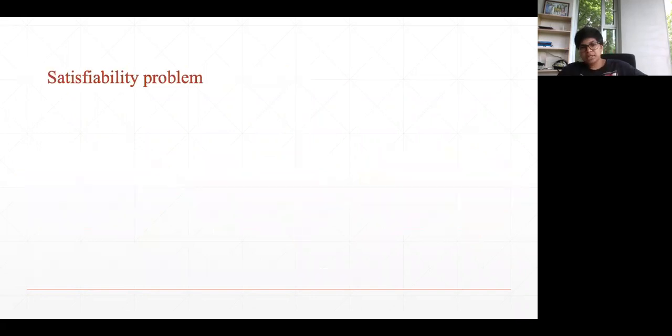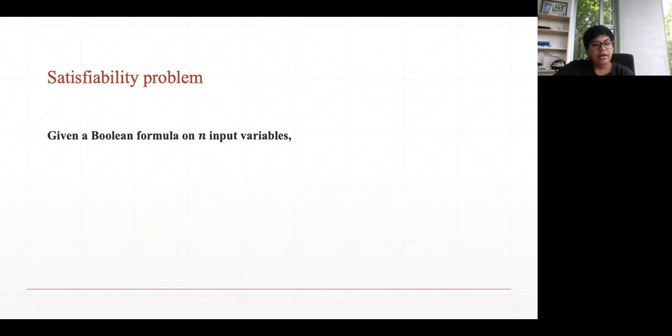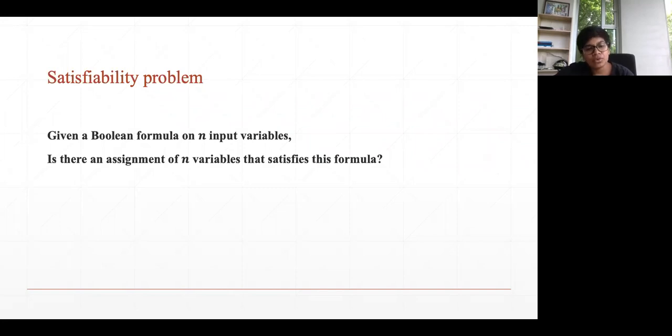Let's again recap what the satisfiability problem is. We have a Boolean formula on n input variables. And what we would like to know is whether there is an assignment to these n variables that satisfies the formula.